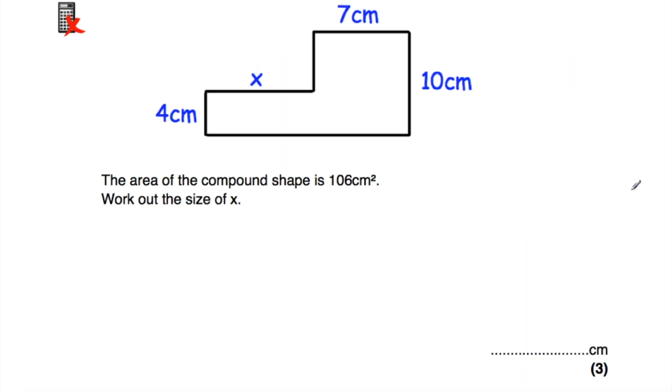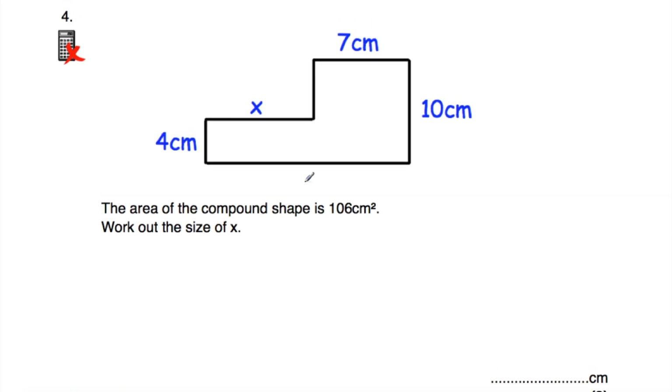Okay, let's have a look at our next question, question number 4. So question number 4, we've got this compound shape, and we're told the area of the compound shape is 106 centimeters squared. We've been asked to find the length of this side labelled x. Now we know the area of the whole shape is 106. Now what I'm going to do is split it into two rectangles. We've got this rectangle here and this rectangle here.